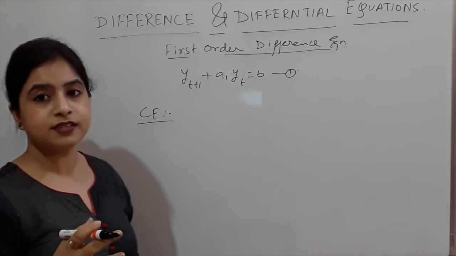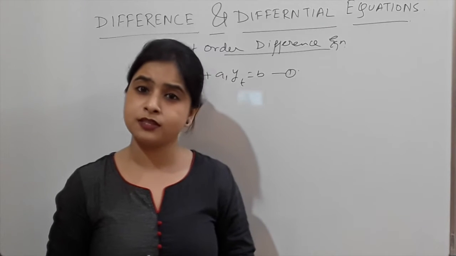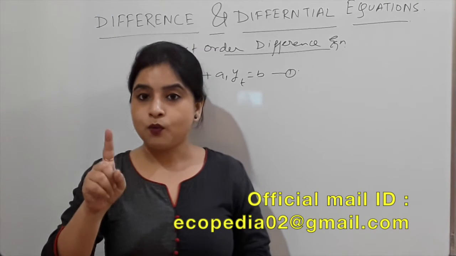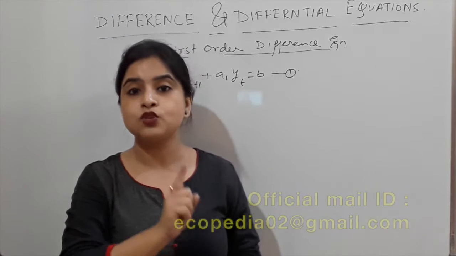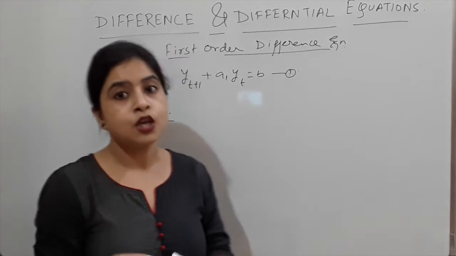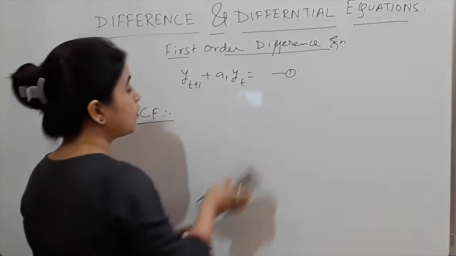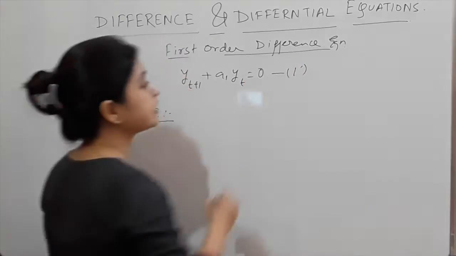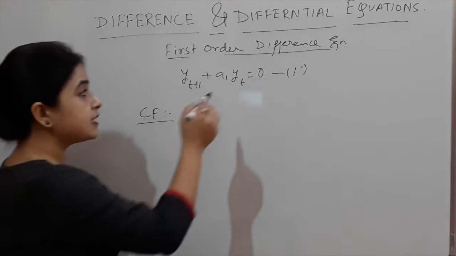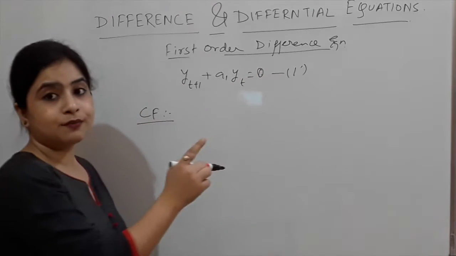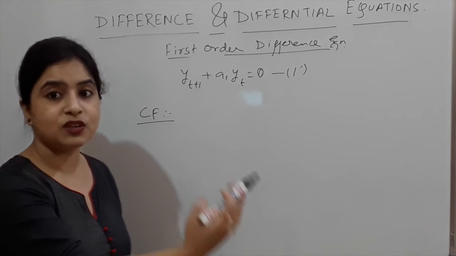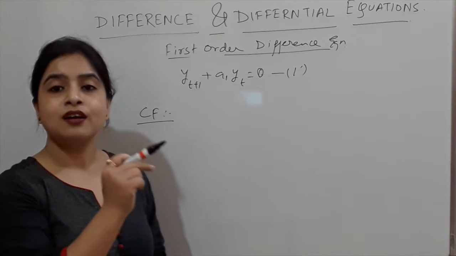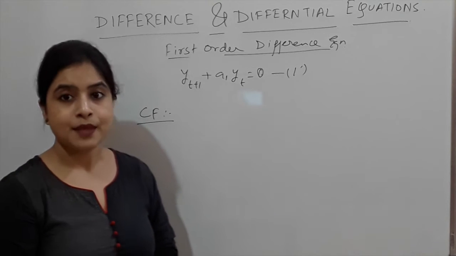Now there are some rules while solving for the complementary function. The rules remain the same both for the difference and for the differential equation. Rule number one is that we need to consider only the homogeneous part. So for the complementary function, our equation 1 becomes somewhat like this, and let me mark it as equation number 1 prime. That is, we are replacing the b term, whatever is on the right hand side of the equation, with 0. That's how we have a homogeneous equation, right?